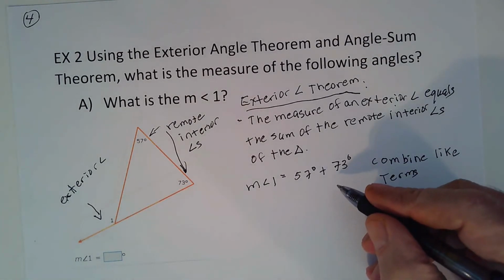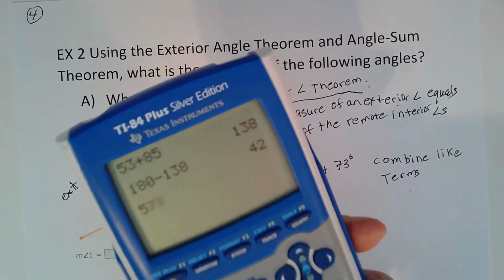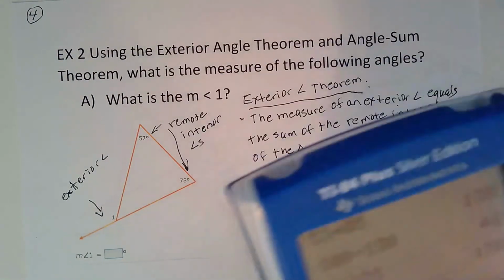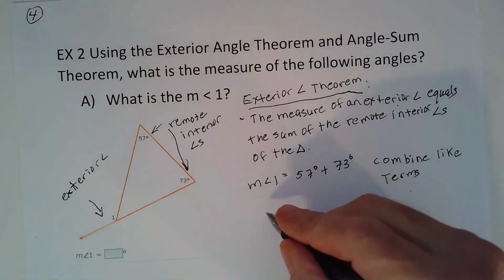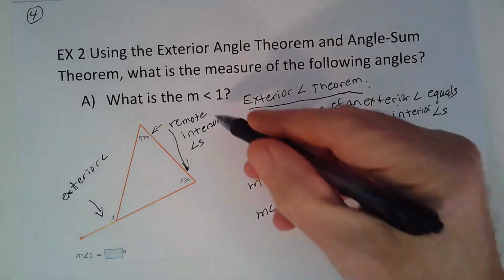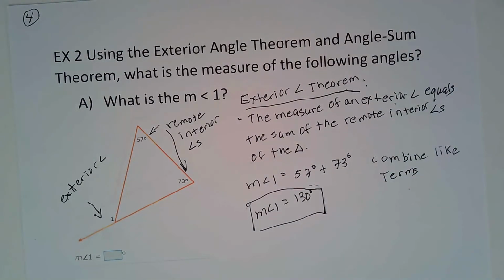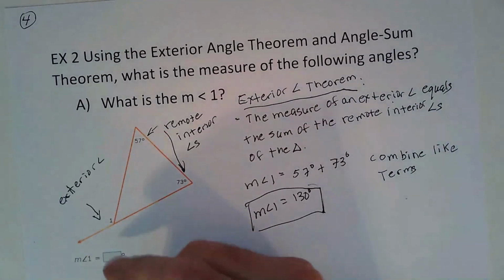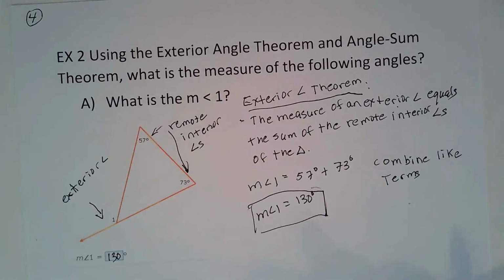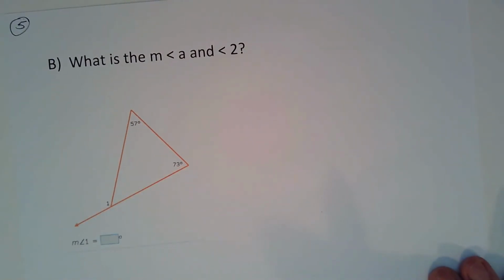So 57 plus 73 is 130. Again, if you need to, take your calculator, take 57 plus 73, and you get 130. So the measure of angle 1 equals 130 degrees. That was the question that we were asking, so this is our answer. Okay? All right, so we're good with that, and you'll notice you'll put it in a little box down here, so 130 degrees. All right? Okay, let's move on then to the last, the B example here.